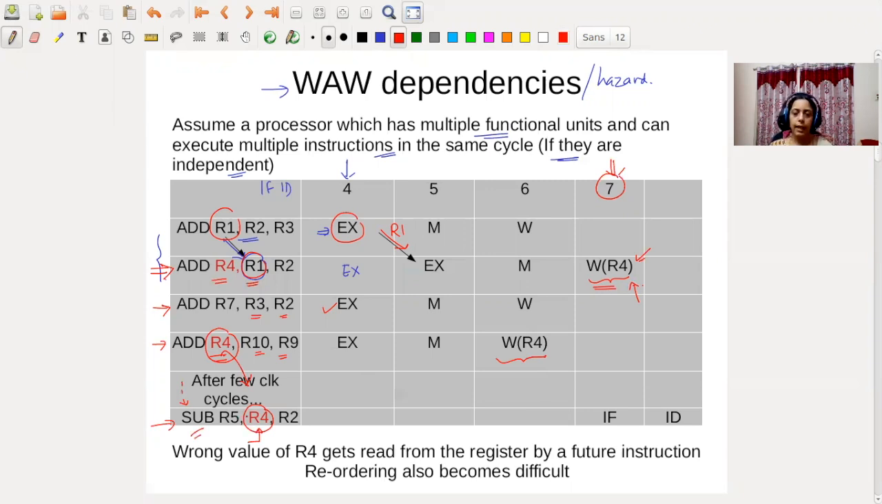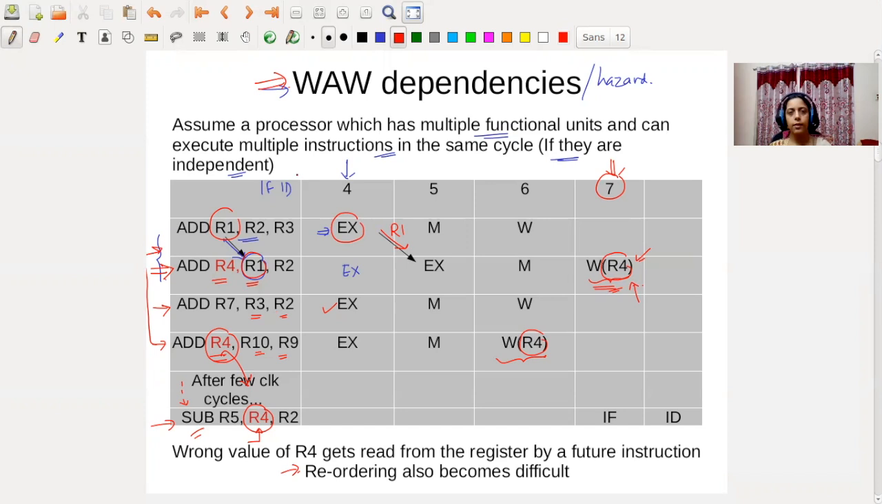So this is what is called a write after write, because you're trying to write to the same R4 after another instruction has written to the same R4. That is why it is called a write after write dependency. And in this case, you should also note that reordering of the code also becomes difficult. For example, if you try to reorder this add instruction before this, then it will become difficult because even in that case, you're going to read the wrong R4.